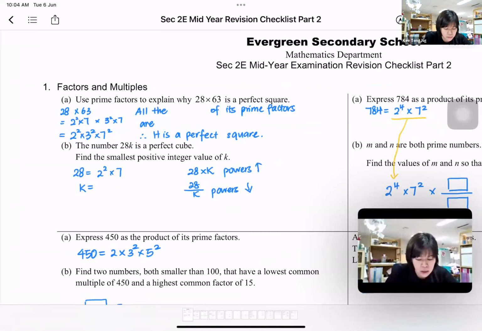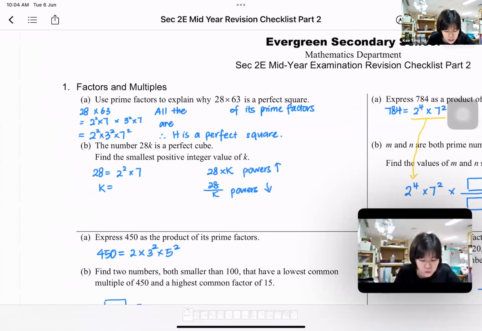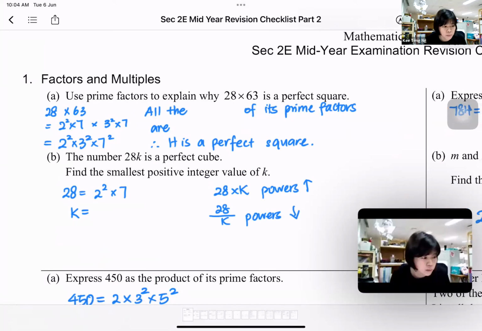Okay, I may not be able to do half of the pages, so I'll do as much as possible within the time frame given to me. Okay, let's begin with the first one over here. We are looking at factors and multiples, this type of question. Now, last session, we already mentioned something about definition.